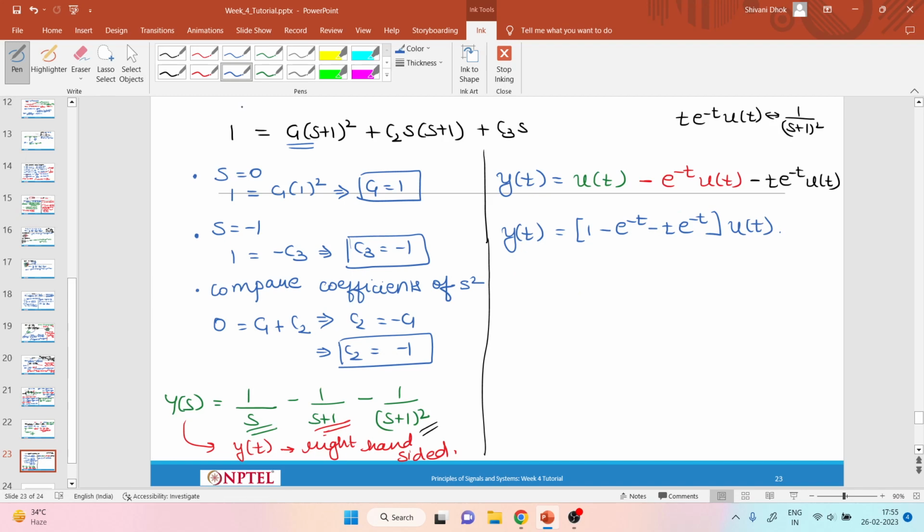So this is my output of the system h of t when my input x of t was the unit step function. Any questions for this part?